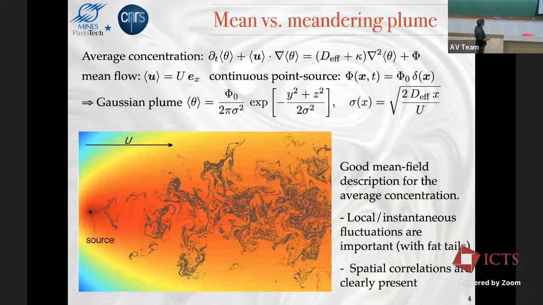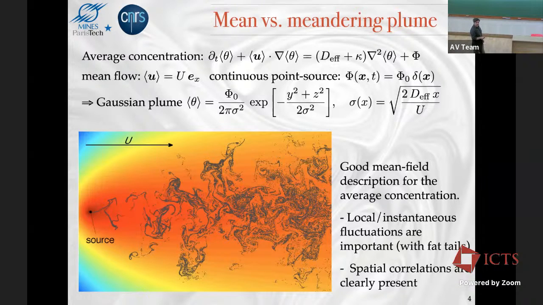So now, this is just a simple 2D simulation. I will not talk much about 2D, but it's easy to visualize. You have a source which is here, and you have a mean flow to the right. So the color background here is this mean profile. And what is shown as black dots is the instantaneous distribution of your tracers which are emitted from this source.